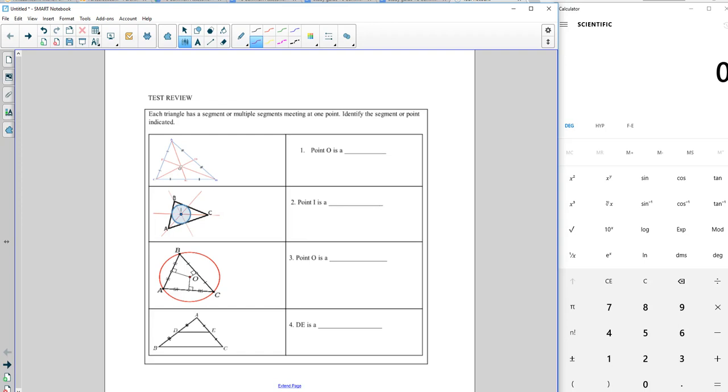Okay, I'm going to work this test review out for you. This first section is asking what point O is. Point O in this picture is created by medians. They're medians because each goes from the corner to the midpoint of the other side. So the concurrency of medians is called a centroid.